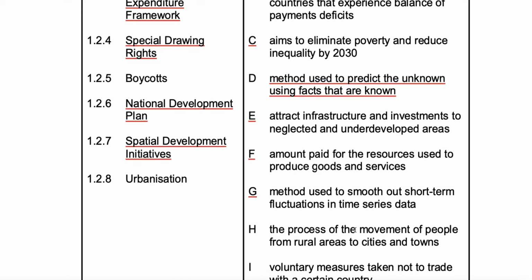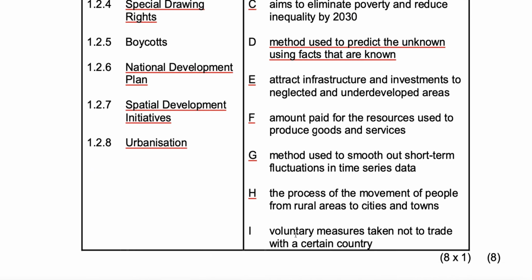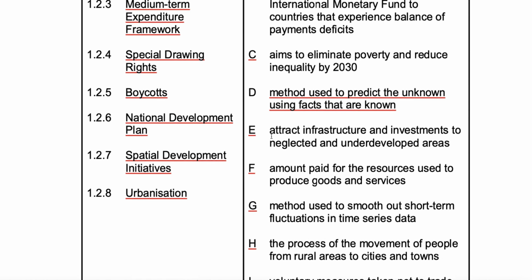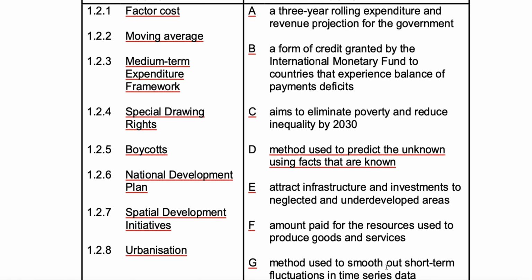Then the next one, the process of the movement of people from rural areas to cities, that's urbanization. So urbanization is gone. Then the next one, voluntary measures. A key here is voluntary, because if it's forced, then it's no longer a boycott. So let's read it through again. Voluntary measures taken not to trade with a certain country. So it's a boycott. If it's not voluntary and it's forced, then it becomes sanctions. Okay, so we are done with column A and B.